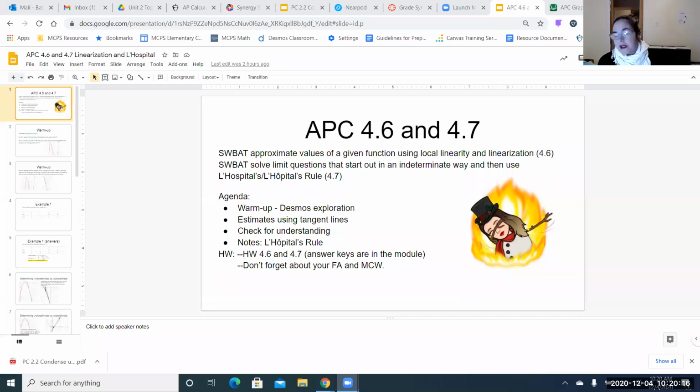Hi everyone. So this is a video on topics 4.6 and 4.7, local linearity and L'Hopital's rule. So 4.6 is local linearization and 4.7 is L'Hopital's rule. So we had a warm-up, Desmos exploration, estimates using tangent lines, check for understanding, and then some notes on L'Hopital's rule.